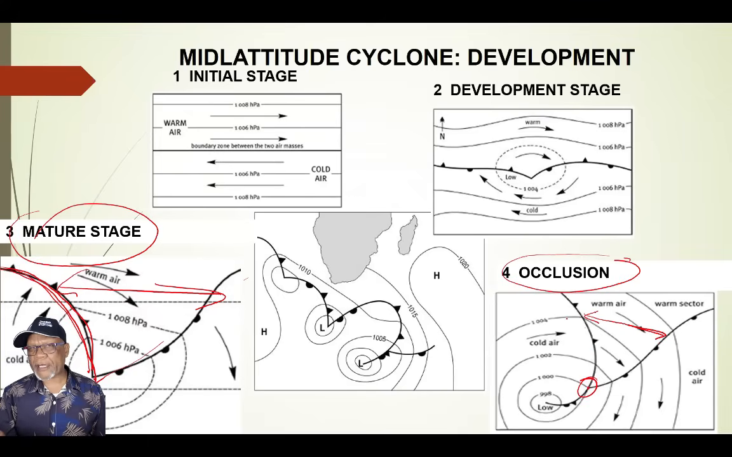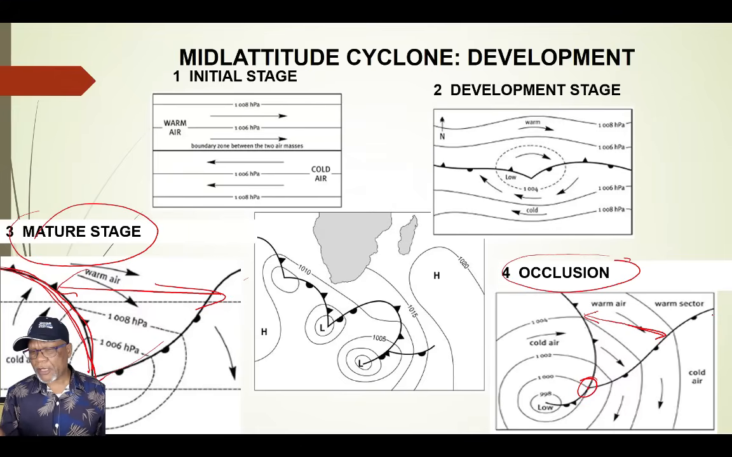So why does the cold front catch up with the warm front? Number one, the cold front moves faster. Why does it move faster? Because of the steeper gradient. And then it ends up catching up with the warm front. And then why is the warm front moving slower? Because of the gentle gradient of the warm front.